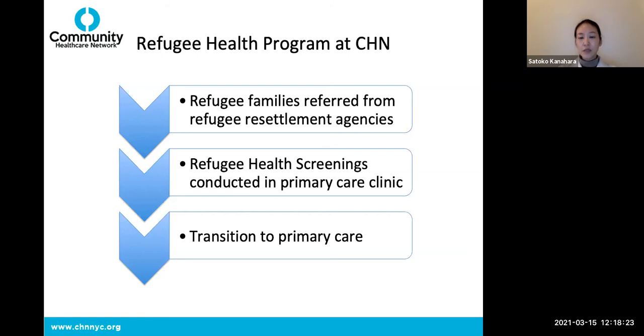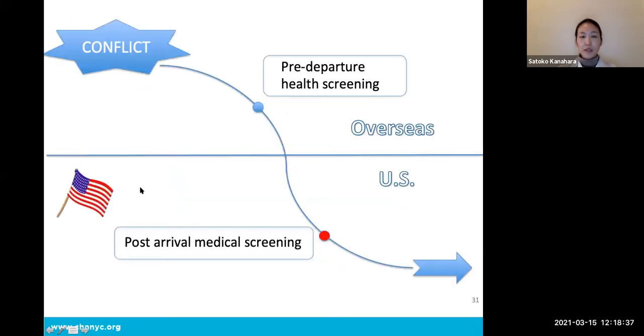All the refugees, when they come into the clinic, need health screening conducted, preferably within the first 30 days and by the latest 90 days. We conduct the initial screening and then we try to transition them into primary care. Refugee patients have all had pre-departure health screening prior to coming into the United States. It's one of the requirements for their refugee immigration. And once they come into the United States, they're supposed to get medical screening, which we provide.